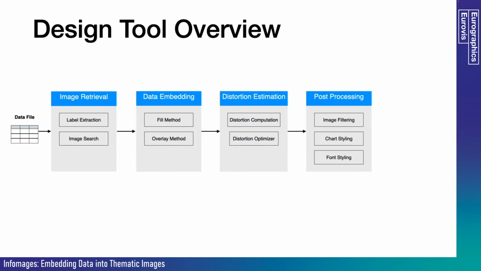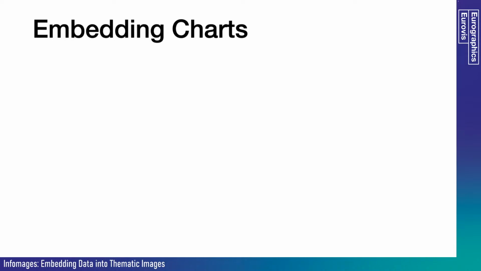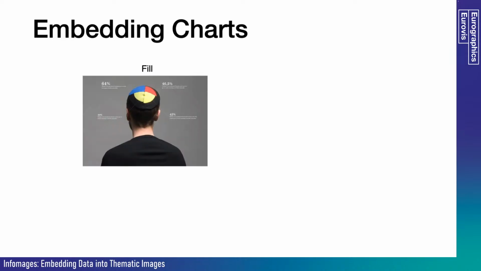This involves chart styling, such as changing the colors or adding glows to chart elements, or filtering the background image, as well as styling the fonts, thus creating the final Infomage. Due to the time limit, I will only discuss the details of our data embedding and distortion estimation method. Let's start with the data embedding techniques. We focus on the fill and overlay technique in this work.